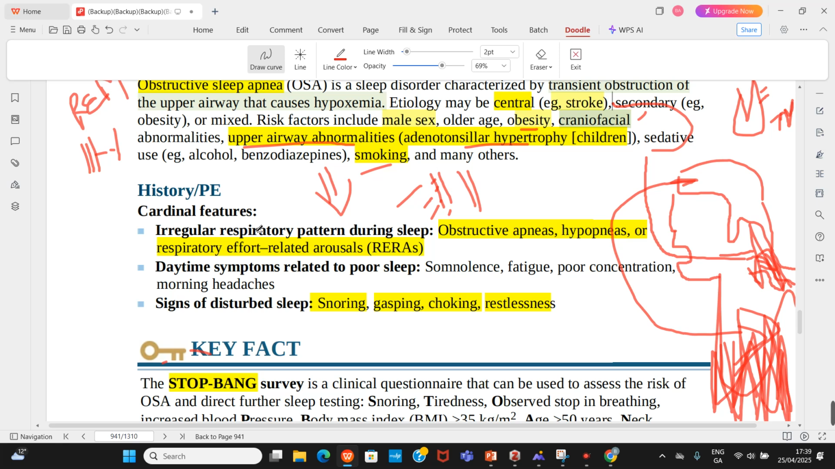Now, what are the cardinal features that you don't want to forget for obstructive sleep apnea? They're going to tell us in the question that the person is having intermittent cessation of breath during sleeping, and the person is waking up intermittently to try to catch his or her breath. They are going to be snoring.